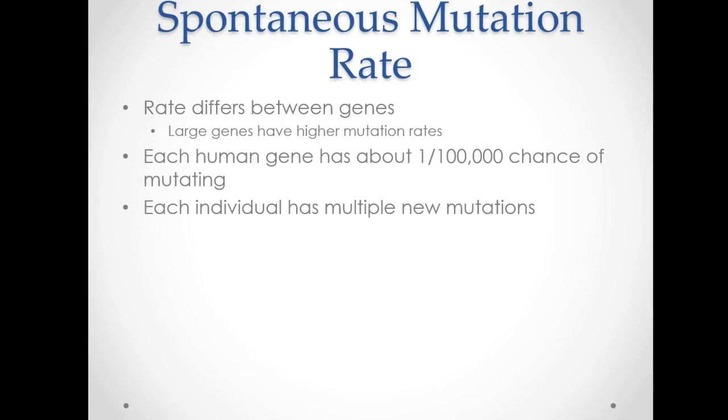So again, the spontaneous mutation rate differs between genes. Large genes have higher mutation rates, but again, each human gene has about a 1 in 100,000 chance of mutating. So again, you copy 100,000 base pairs and you're bound to make a mistake. And each individual has multiple new mutations.